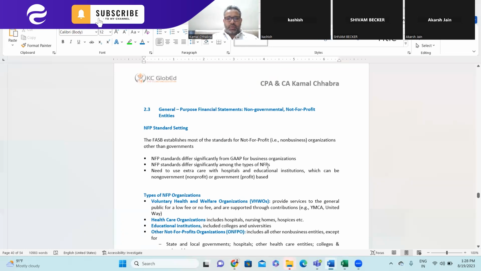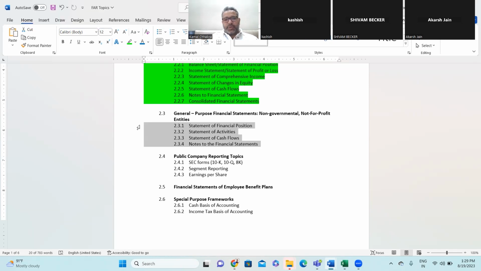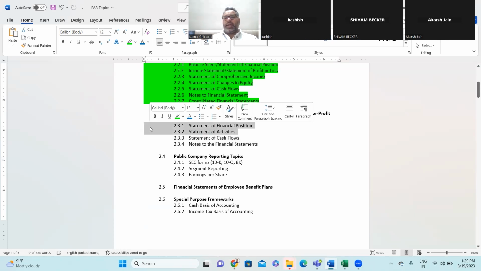Now coming to this one, here we'll be studying four things in the overall financial statements. Financial position: what we call the balance sheet for a for-profit organization, for a not-for-profit organization we call the statement of financial position. For a for-profit organization, what we call the statement of income, here we call the statement of activities. The cash flow statement is the same, statement of cash flows. Notes to accounts is again notes to financial statements. So these two nomenclatures are different, but the overall theme is the same, right?